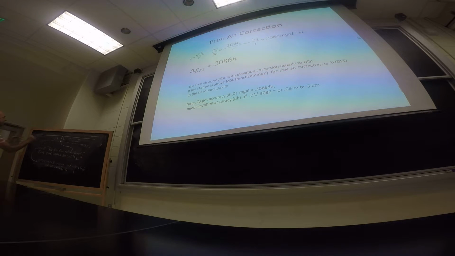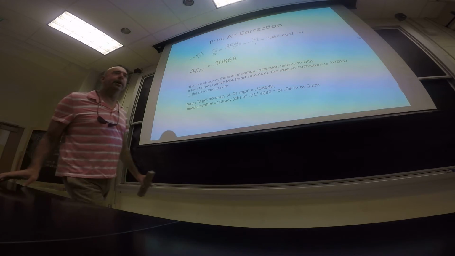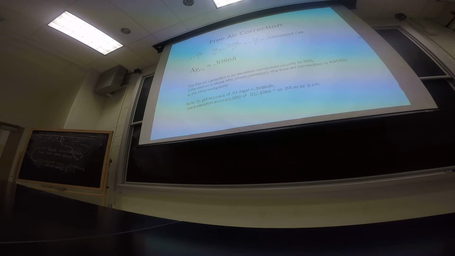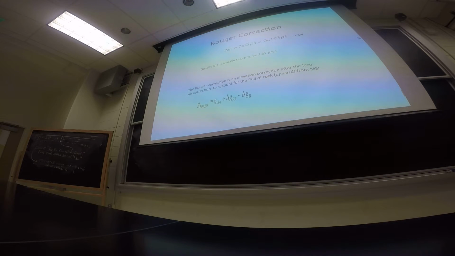Oh, and by the way, we assume that the density of this slab is 2.67 grams per cubic centimeter. So we've got two things that we screwed up here already. Number one, we haven't taken the actual topography into account. Number two, we're assuming a density of 2.67 grams per cubic centimeter in order to apply that correction. So the reason we do that, again, is because we didn't have computers back in the old days. And so this is the Bouguer correction.